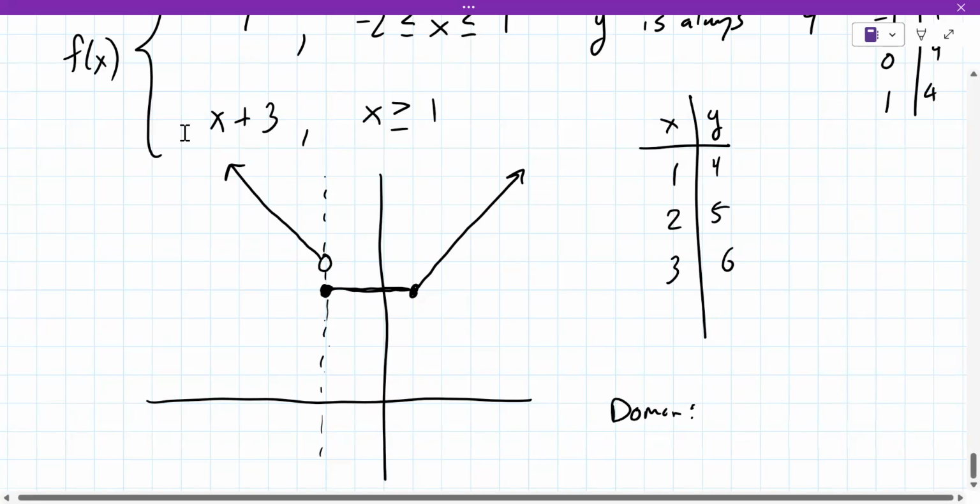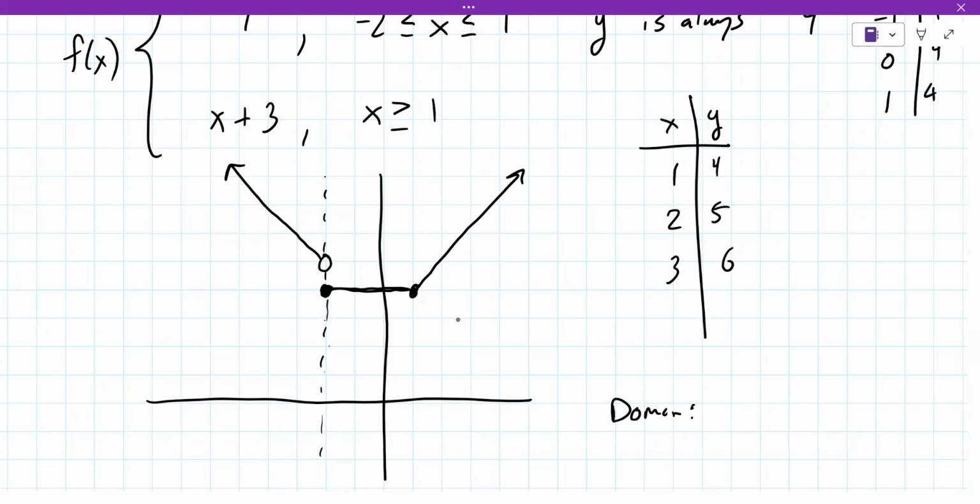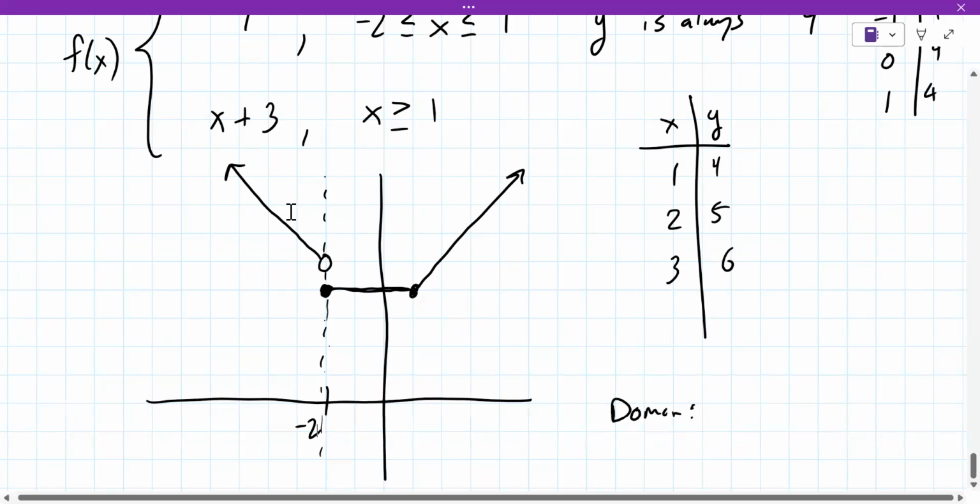I can't tell what that number is. Well, remember, it goes to the left forever. That line means it goes forever to the left. I know it goes up, but it also goes to the left forever. Oh, okay.